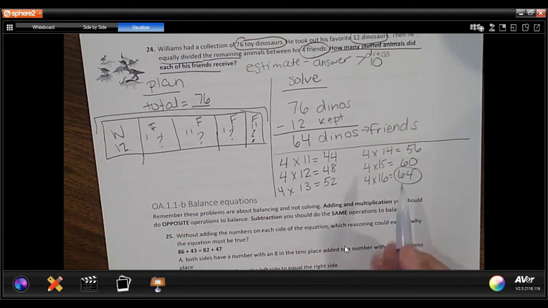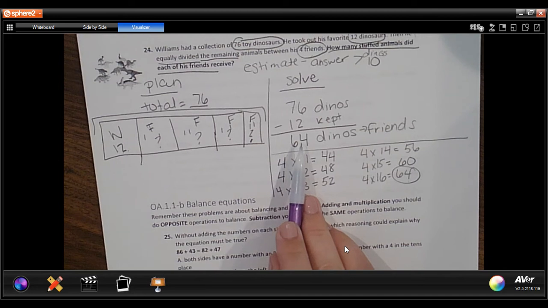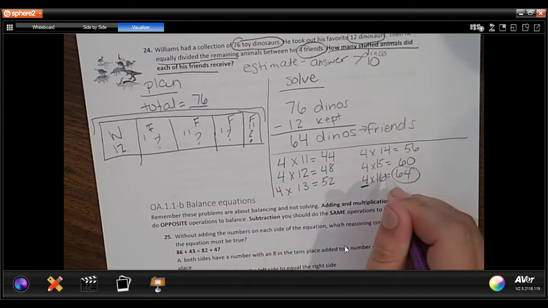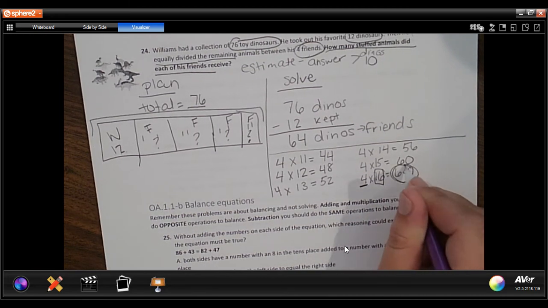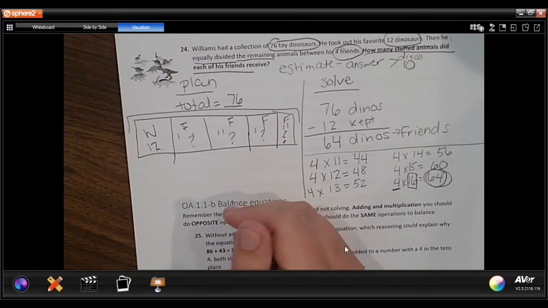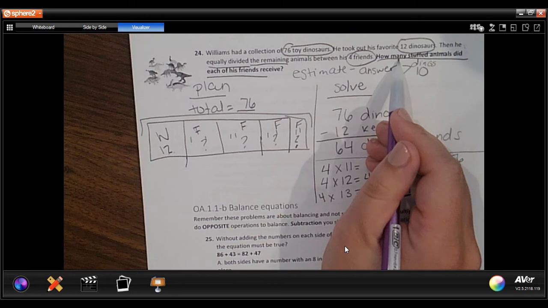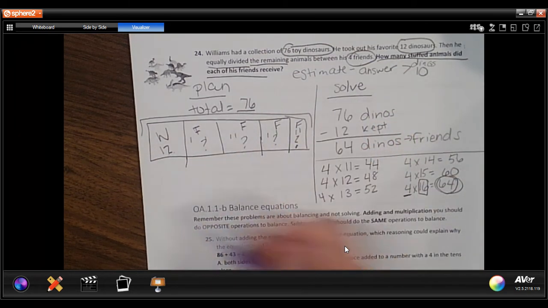So 64 is how many dinosaurs I wanted to get up to. That means each of the 4 friends got 16 dinosaurs, because that would give us a total of 64 dinosaurs that he gave out to his friends. So now I'm going to write my sentence. I'm going to go back and read my question in order to write my sentence. How many dinosaurs did each friend receive?